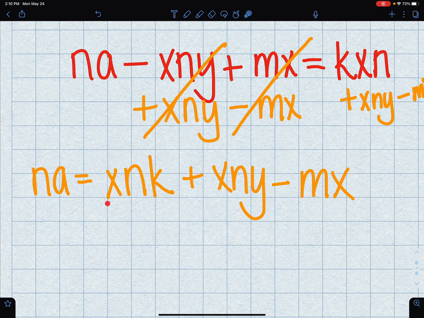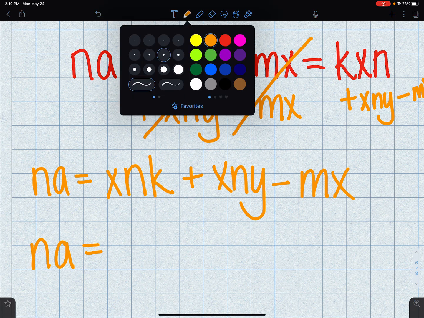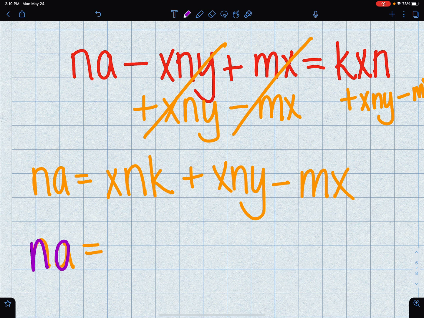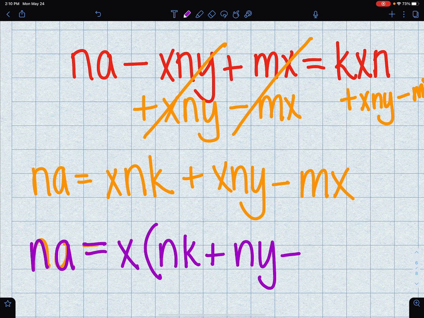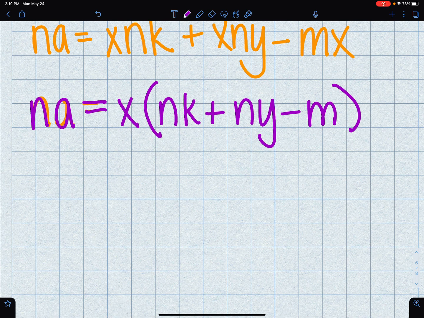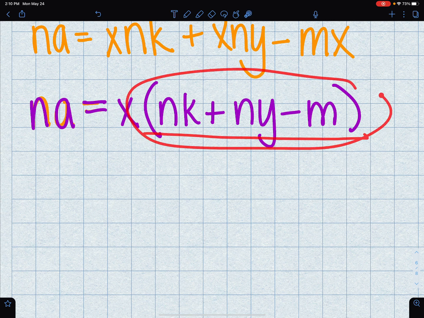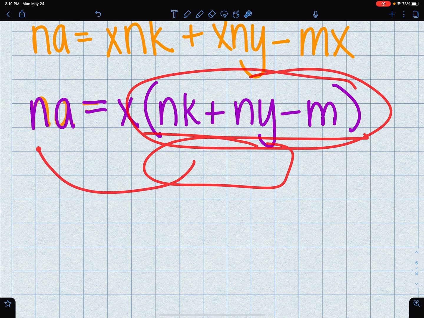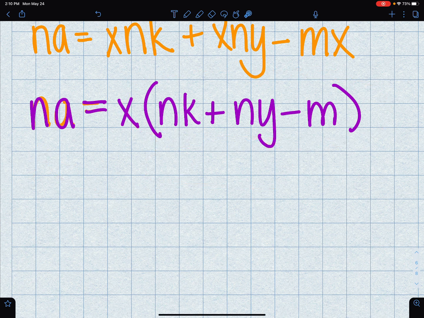Okay, now let's factor out that x. So if we factor out all of these x's on this side, we're going to have NA equals, let me do a different color because I can't see it. This is the next step. NA equals, let's factor out the x, NK plus NY minus M. Okay, sweet. Now we just have to basically divide by this whole expression. It's going to cancel on this side, so we're going to bring it over here. So I can do that in my head now. I got it.